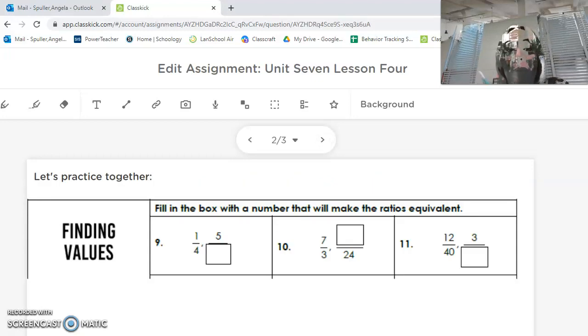Now, in these examples, we put the ratios into fraction form. I find it easier because we've already learned and practiced equivalent fractions, so it kind of sticks in your mind.